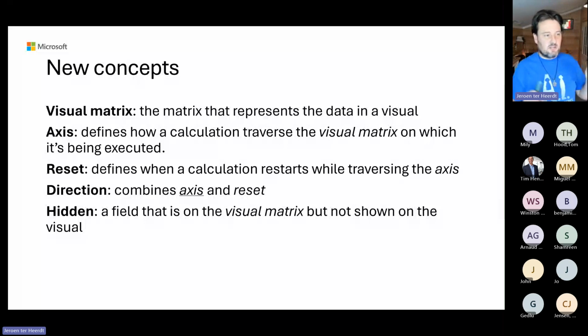Okay, so for me to explain that, let me first say exactly what axis is. So axis defines how the calculation traverses the visual matrix. By default, it goes from top to bottom, right? It can also go left to right. It can also do interesting other stuff. We'll get to that. Reset says while the calculation is traversing from top to bottom or from left to right, while it's doing that, pay close attention to the values of the columns that we're traversing or the rows that we're traversing. And if something happens, maybe you want to restart your calculation while you're moving top to bottom.